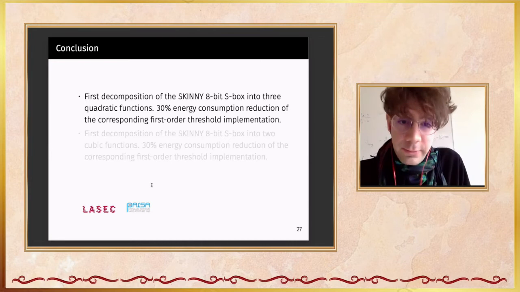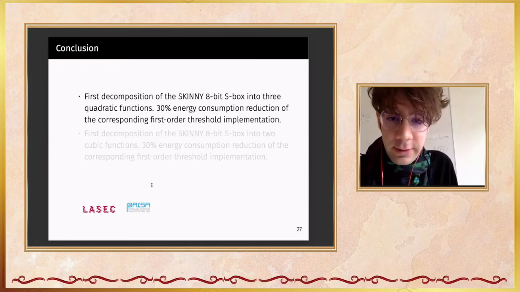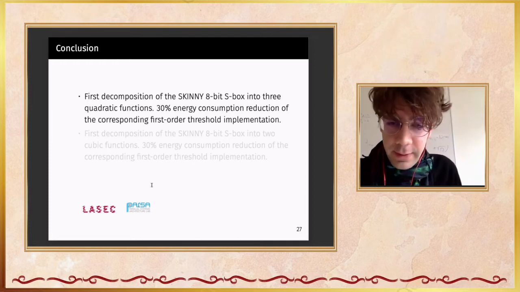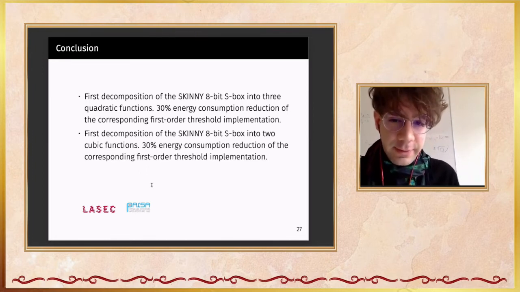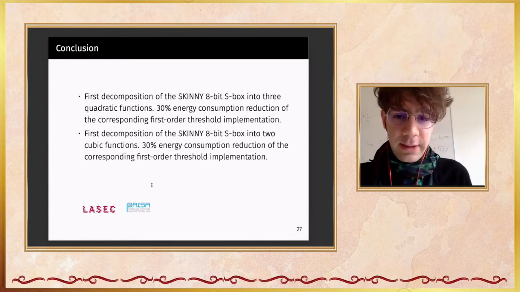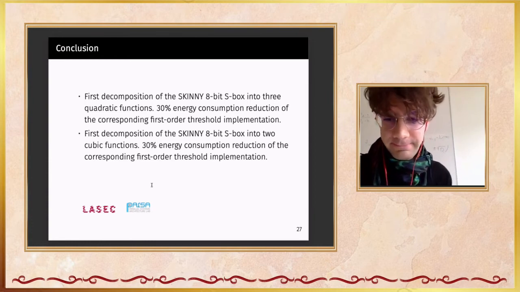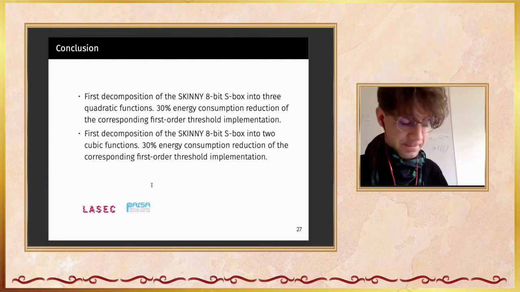In conclusion, we propose the first decomposition of the Skinny 8-bit S-box into 3 quadratic functions that yields a roughly 30% reduction in energy. And secondly, we propose the first decomposition of the Skinny 8-bit S-box into 2 cubic functions with, again, roughly 30% less energy consumption in the process. And that ends my talk.